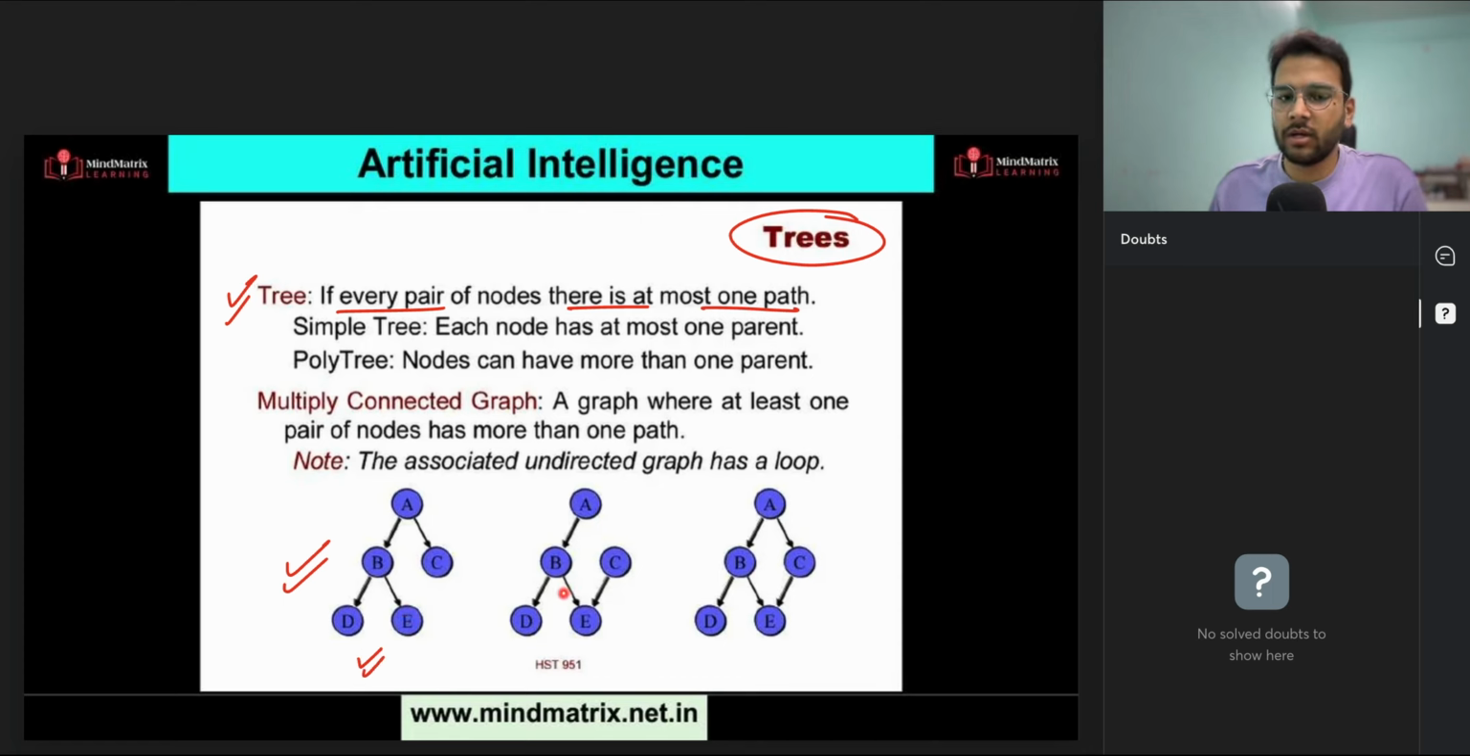What about this one? Second one. Oh, am I audible? I think I got disconnected. Am I audible now? Okay. What about this one? Is it a tree? Everyone? Can I say this is a tree? Second one.